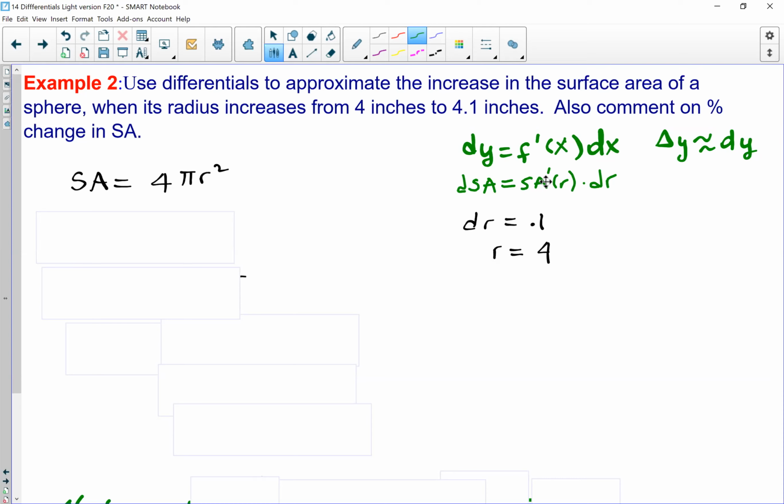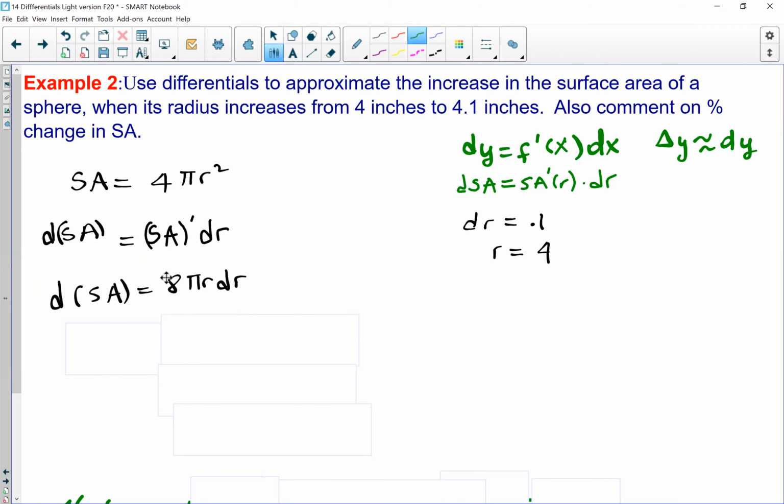So what is SA prime for this question? What is the derivative of this quantity? Remember, 4 pi is just a number, it's a constant. So just differentiate r squared, which is 2r, and multiply that with 4 pi. So to determine the differential of the surface area, you have to multiply the derivative of the surface area times dr. So dSA equals SA prime times dr, and SA prime is 8 pi r, multiplied by dr. That is the differential of surface area.